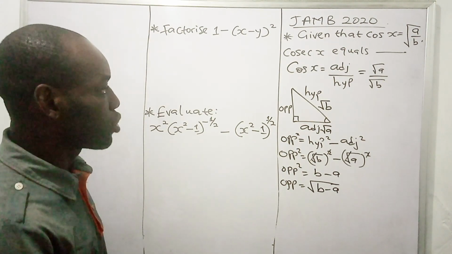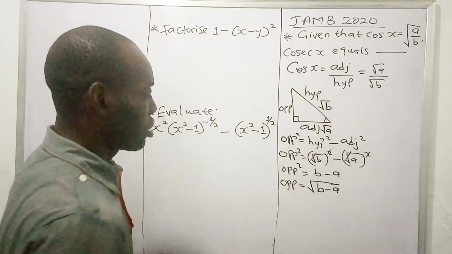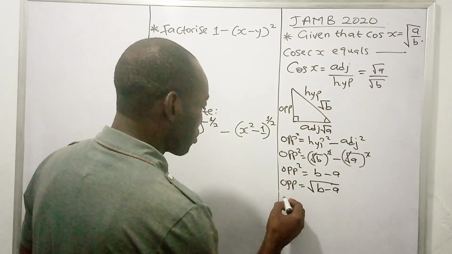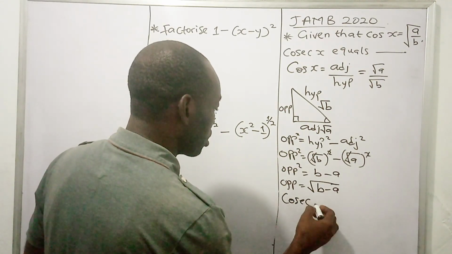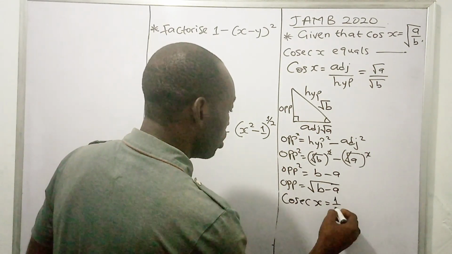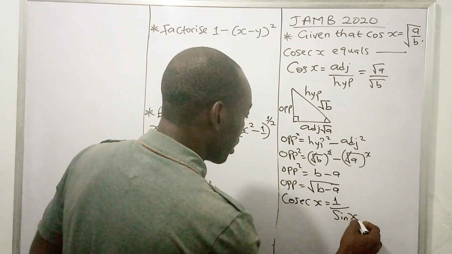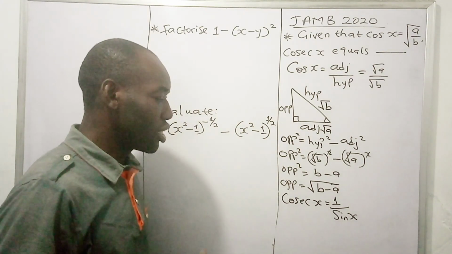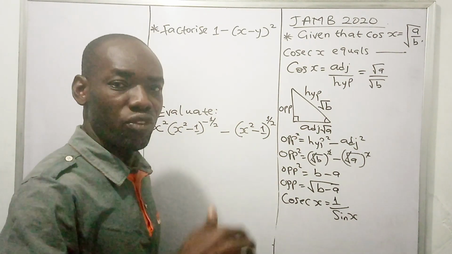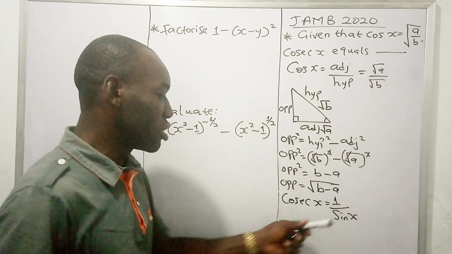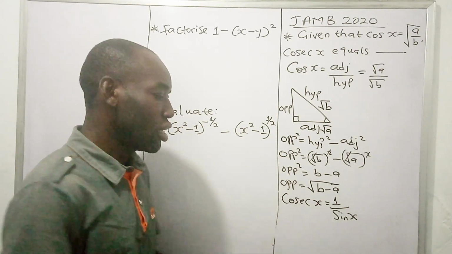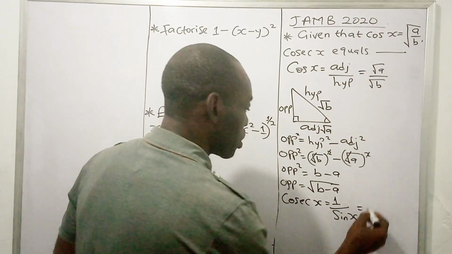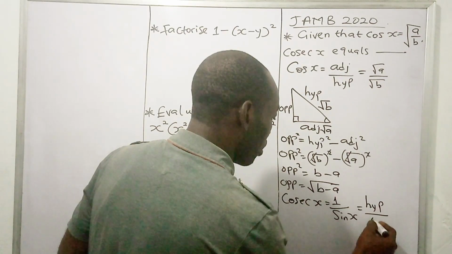Now, what we're actually looking for is cosec S. You agree with me that cosec S is the same thing as 1 over sine S. And if sine S equals opposite over hypotenuse, it therefore means that the reciprocal of sine S will become the reverse of it, which is now hypotenuse over opposite.